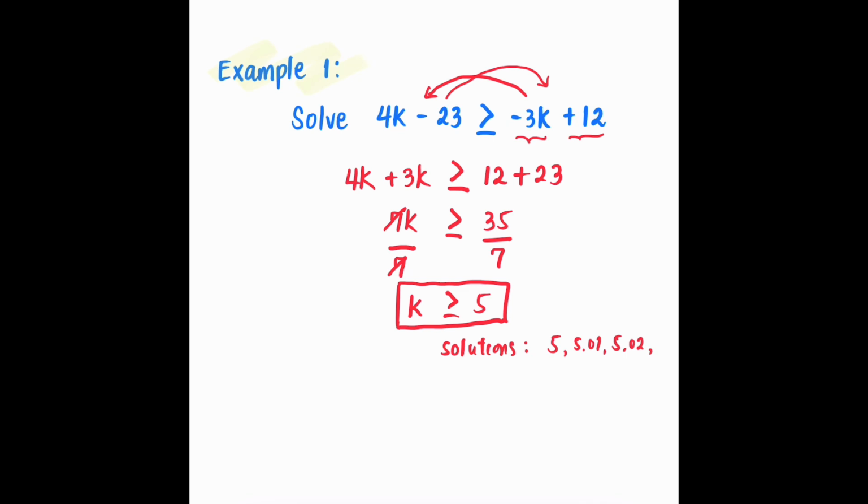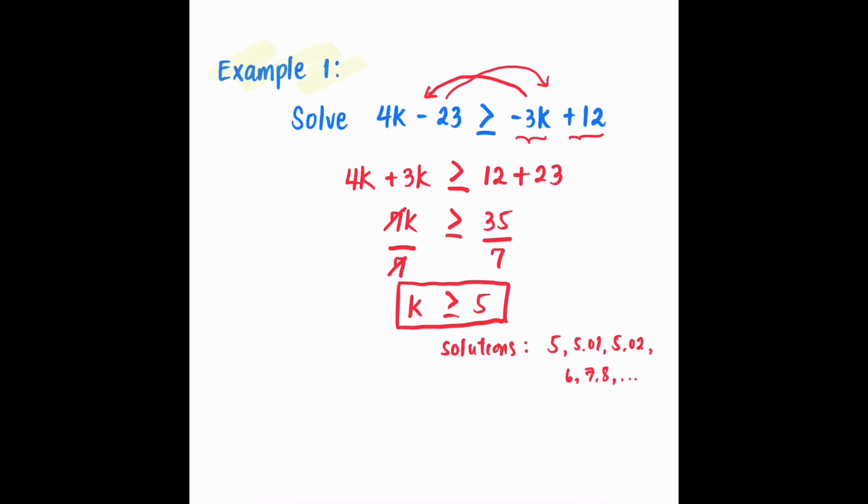Or if integer values only, so you can see 5, 6, 7, 8, 9, and so on and so forth. So these numbers right here are the numbers. When you plug in to the original inequality given, it will give you a true statement. So in short, they will satisfy the given inequality.